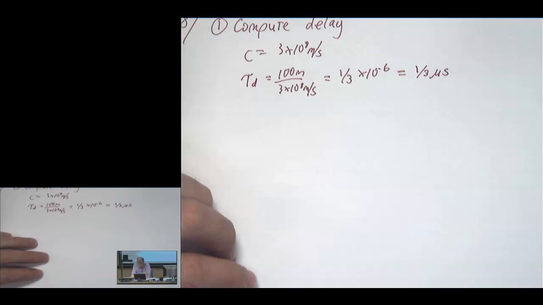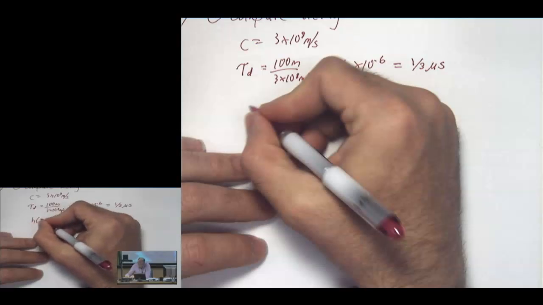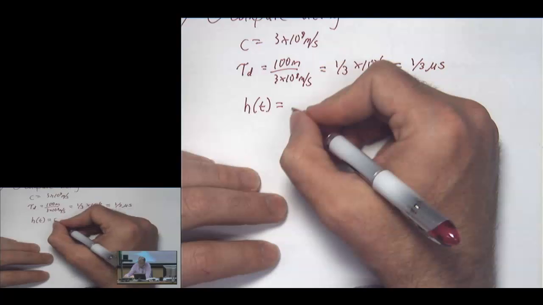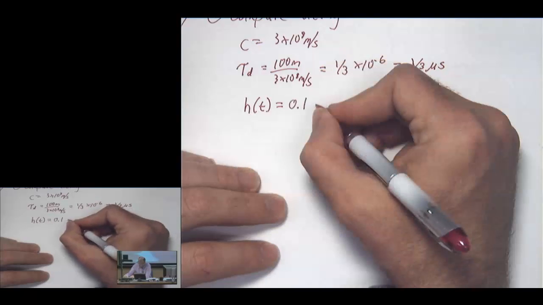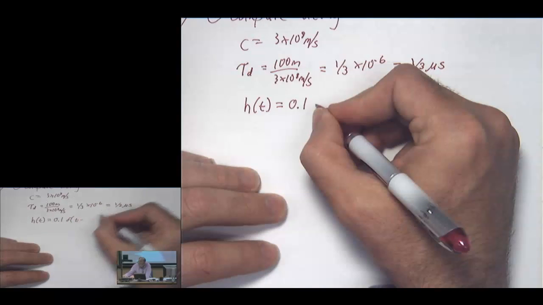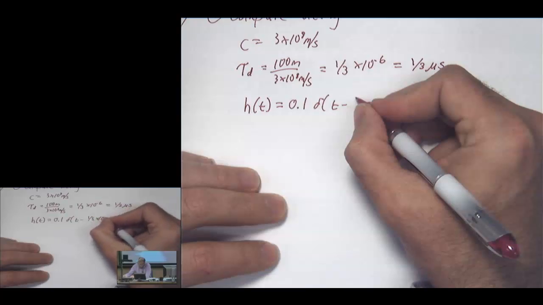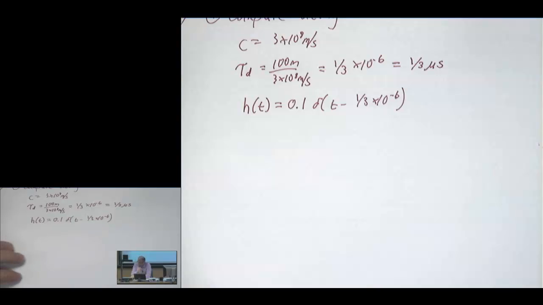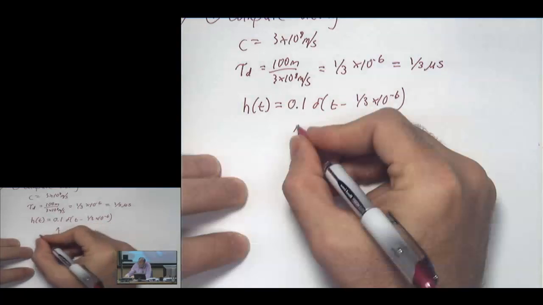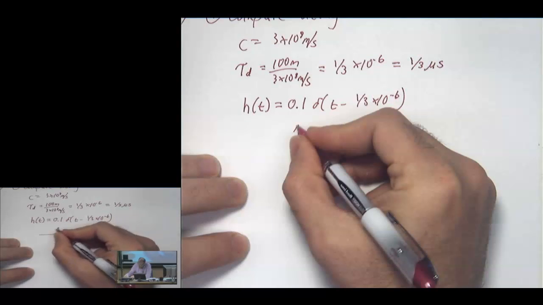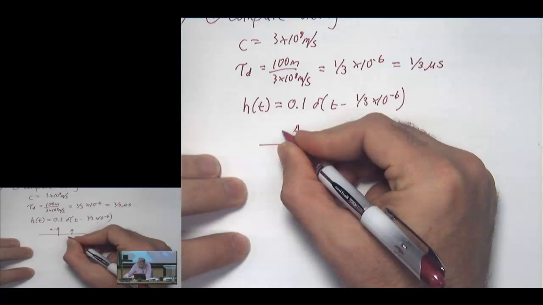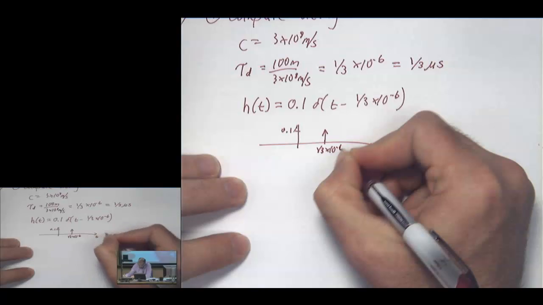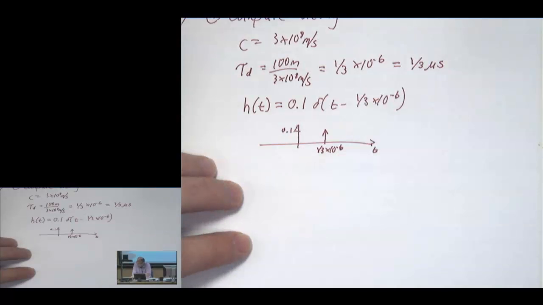Okay, so with this information, we know that the propagation channel is an attenuation and a delay. So the impulse response is h(t) = 0.1 delta(t minus 1/3 times 10 to the minus 6). So that's our channel. We can plot it. It's an impulse at 1/3 times 10 to the minus 6 on the t axis. So that's all.